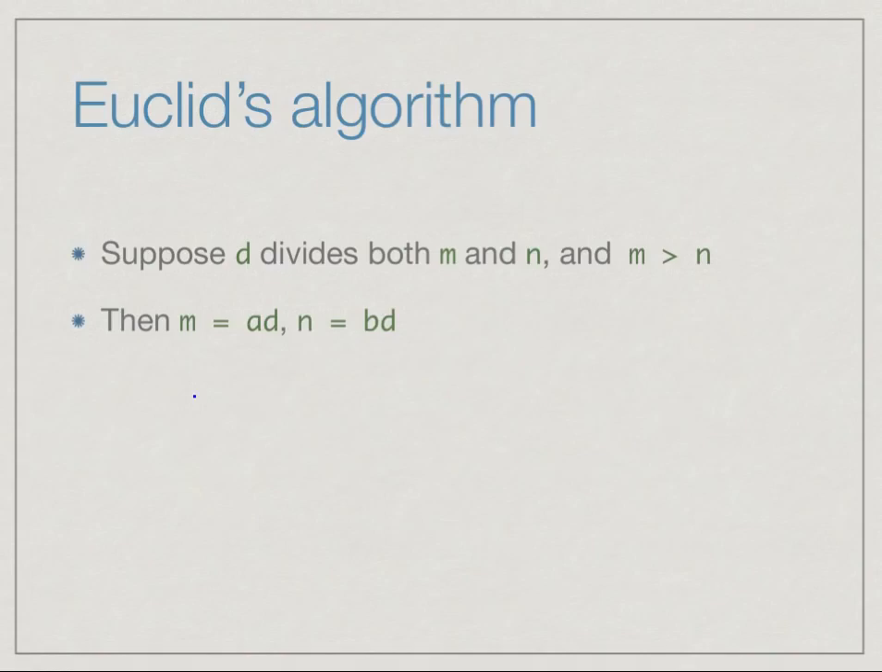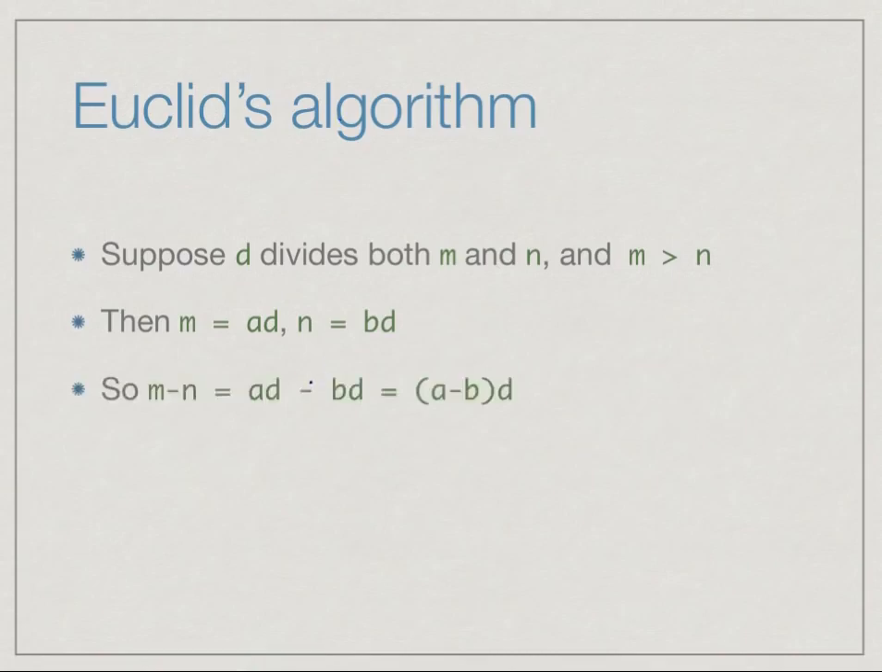So if d divides both m and n, we can write m as a times d and n as b times d for some values a and b. So m is a multiple of d and so is n. So if we subtract the left hand side of the equations, then the left hand side is m minus n. So we take n and subtract it from m. So correspondingly we subtract bd from ad. So m minus n is equal to ad minus bd. But since d is a common term, this means m minus n is (a minus b) times d.